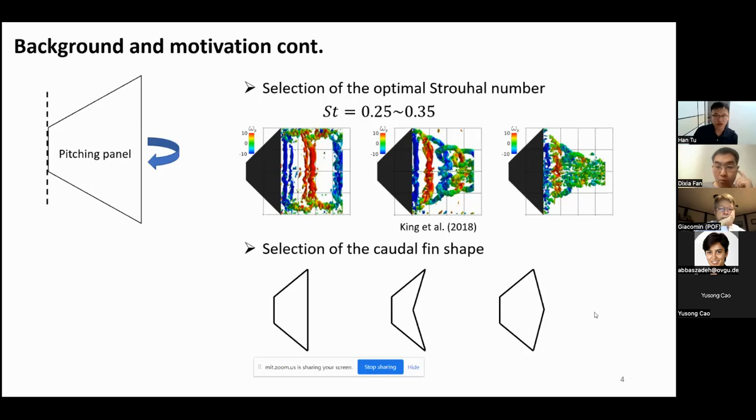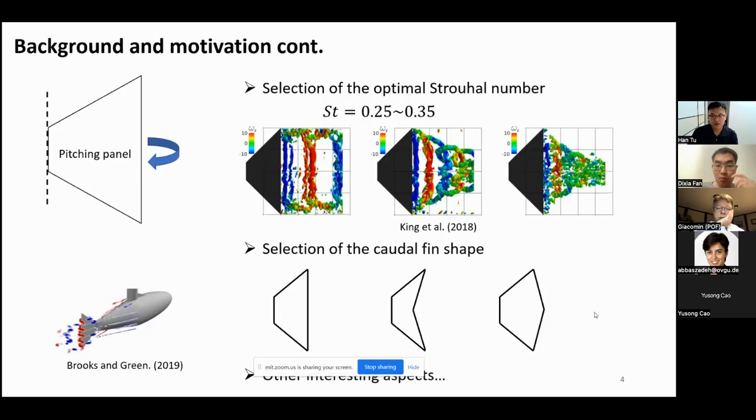And of course there are other interesting researches, for example, to understand the body effects on the wake, because the body itself will act as a fairing for the caudal fin. So Brooks and Green in 2019 compared wake structures with and without the body, without the robotic fish body.